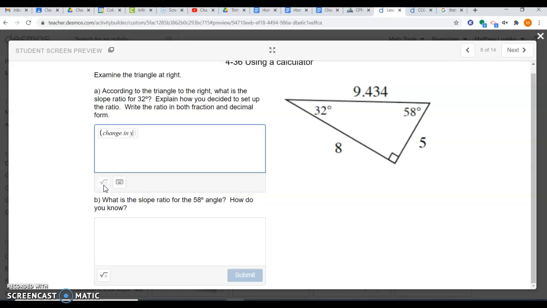Change in y divided by the change in x, which means just rise over run. So then what's the slope ratio if you use the 58-degree angle? How is it different? That's kind of the idea of complementary reciprocal we talked about.